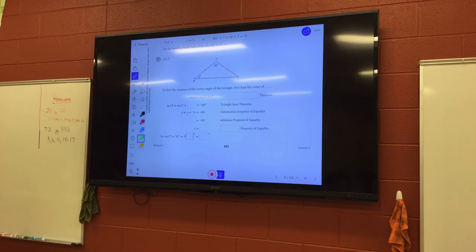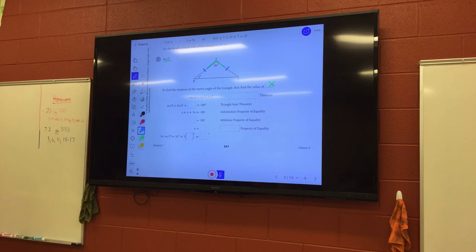Okay, so we're trying to find the measure of angle T, which is this angle here. To find that, first we've got to figure out what x is. Since I know this is an isosceles triangle because I have these two marks, it tells me those two sides are equal.